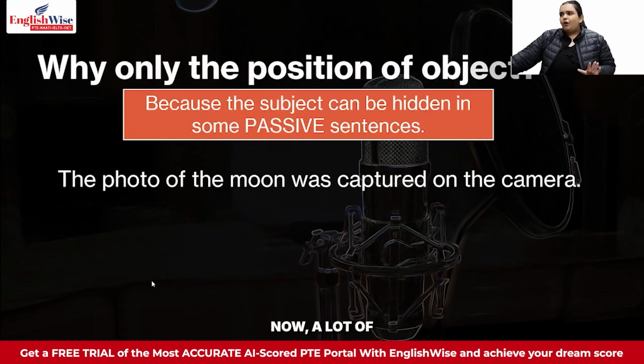Now, a lot of times students ask me, ma'am, why only the position of the object? Why can't we decide it with the subject? That if the subject comes before the blank, then it is active voice. If the subject comes after the blank, it is passive voice.